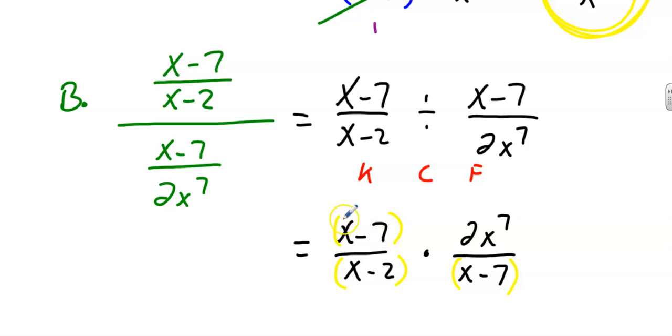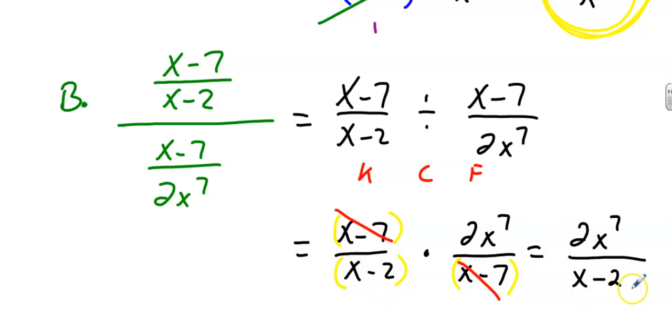Then you can cancel out the x minus 7's. That leaves us with 2x to the 7th over x minus 2. And again, don't cancel the x minus 2 because technically that's in parentheses, so you cannot cancel those 2's. So that's as far as you can take that one.